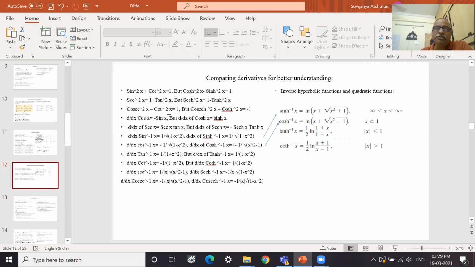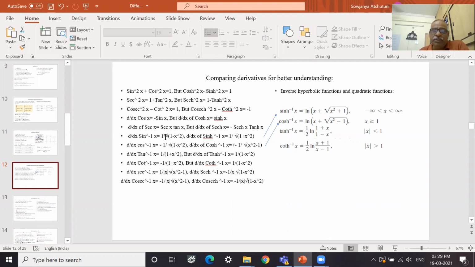Cosecant square x minus cot square x is 1, but here cosecant hyperbolic square x minus cot hyperbolic square x is equal to minus 1. So these are the differences. So we know d by dx, we have seen, of secant x is secant x tan x, and of secant hx is minus secant hx tanh x.